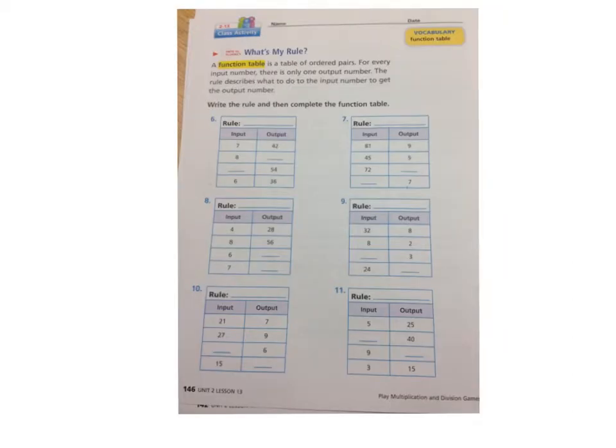Here, this is a function table. Now, we really haven't done function tables before, but you can do this. It says, what's my rule? A function table is a table of ordered pairs. For every input number, and input's over here, there is only one output number. The rule describes what to do to the input number to get the output number. So we look at 42, where the output is 42.